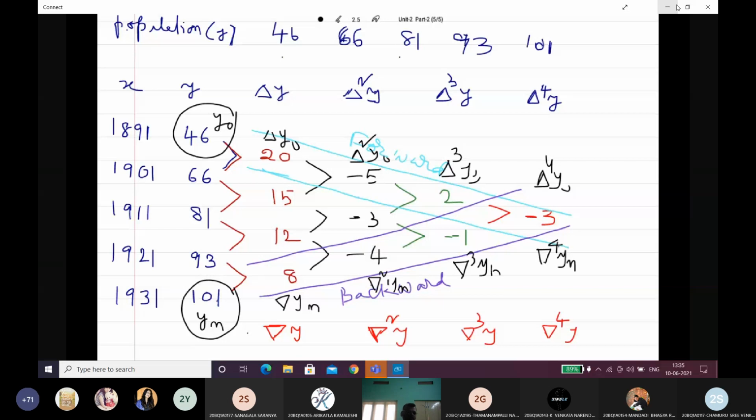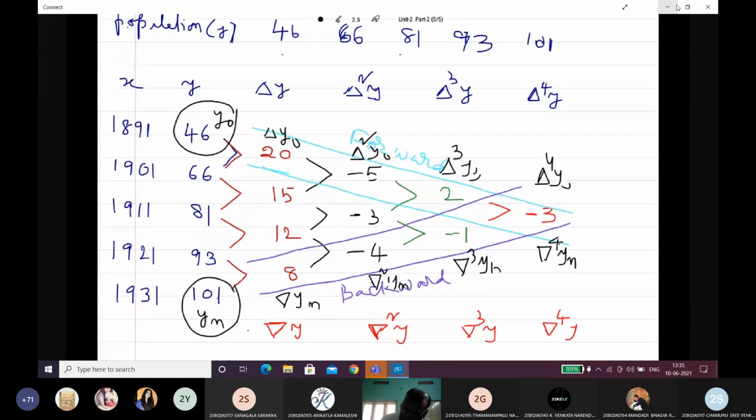Now first we have to note down all the values that we have to find out. Forward differences రాసుకోండి, కింద backward differences రాసుకోండి. Is it clear? This is very simple and easiest model problems.